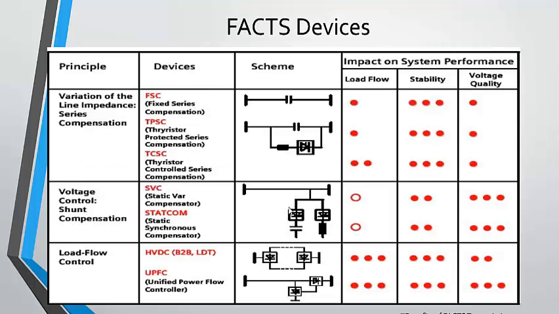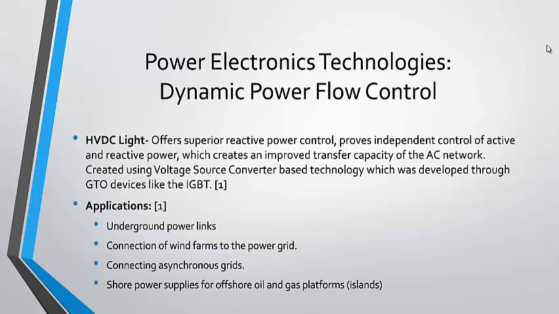Here's a list of FACTS devices and their impact on system performance. Power electronics technologies, dynamic power flow control. HVDC Light offers superior reactive power control and provides independent control of active and reactive power, which creates an improved transfer capacity of the AC network. Created using voltage source converters, or VSC based technology, which was developed through GTO devices like the IGBT.